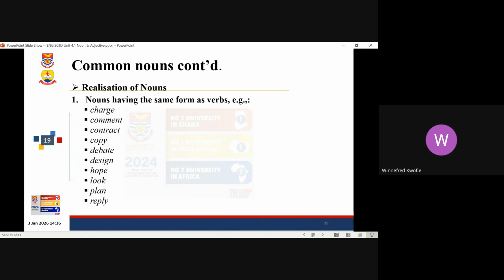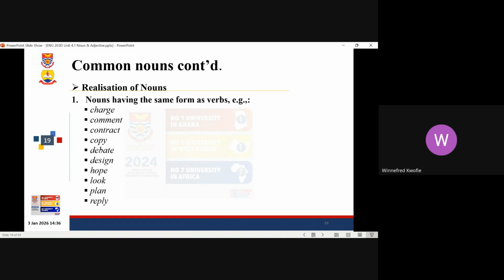We have a charge to keep the information a secret. So a charge there becomes a noun. Even though they have the same form, the context will make them either a noun or a verb. Other examples, we have comments, contracts, copy, debate, design, hope, look, plan, reply.